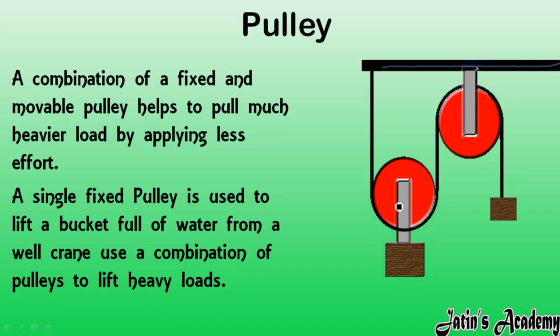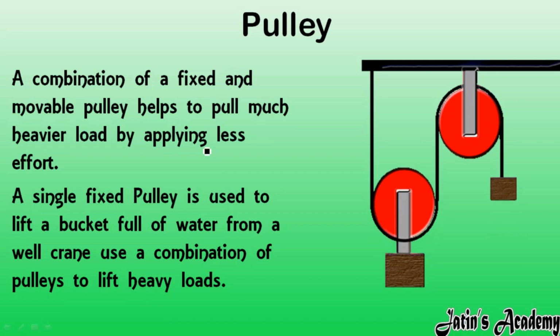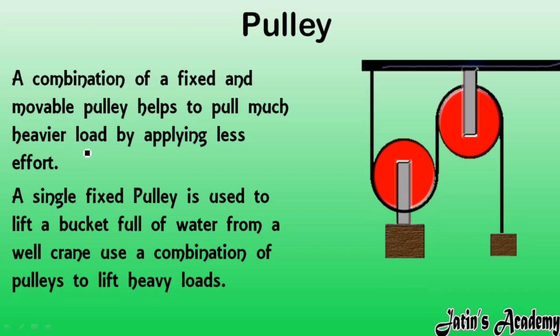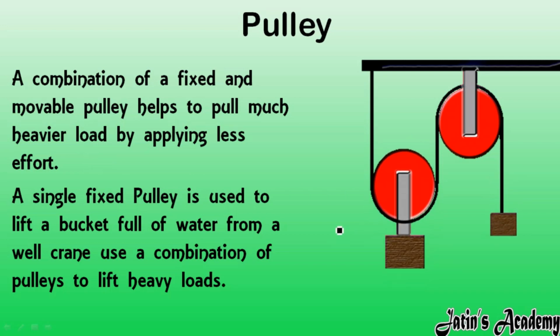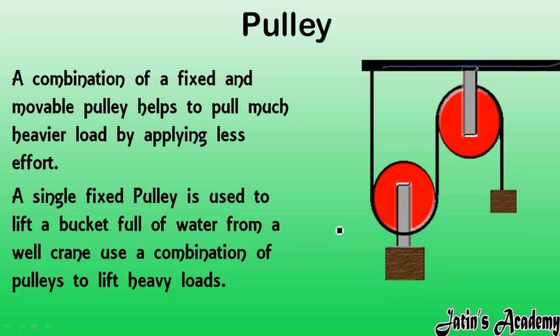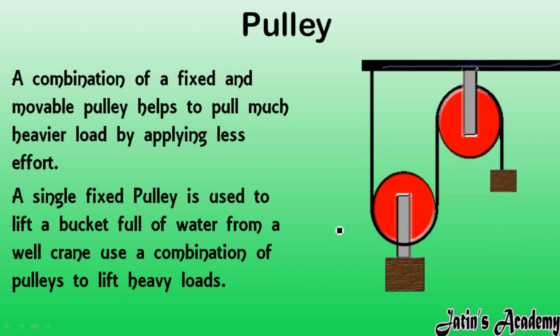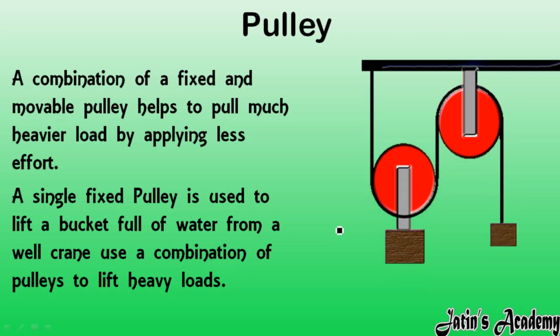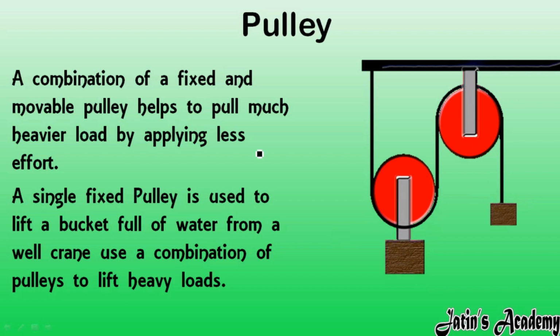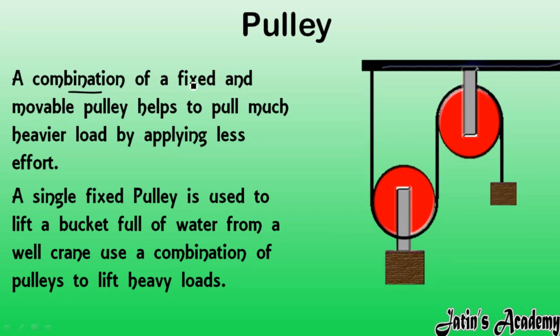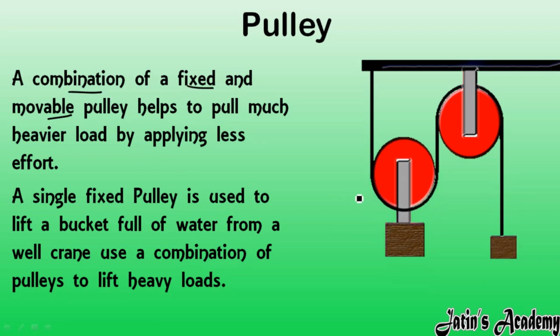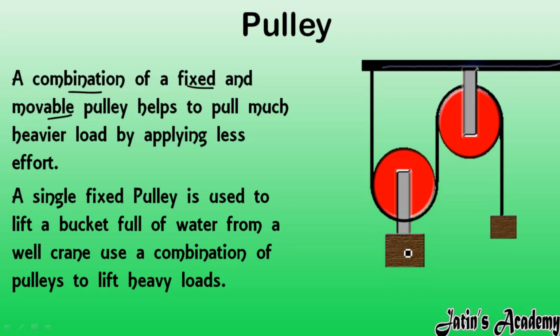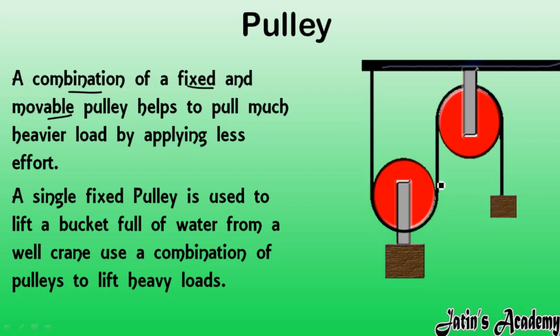Next we are having a combination of fixed and movable pulley to help pull much heavier loads. If we have a much heavier load, then by using a single movable pulley we are not able to move it up, and by using a fixed pulley also we are not able to move it up. So in that case we use a combination of fixed as well as movable pulley in order to lift a very heavy load. This is the arrangement of fixed and movable pulley.